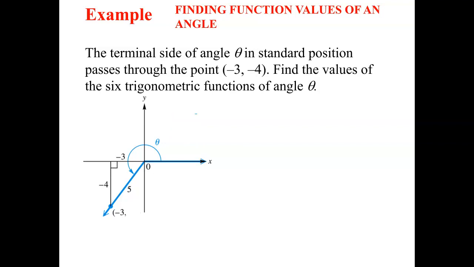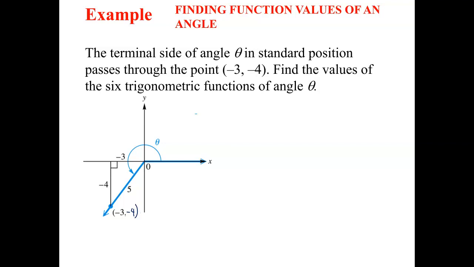All right. So I've got a new angle. The terminal side of angle theta in standard position passes through the point (-3, -4). Find the values of the 6 trigonometric functions. It's the same thing, but now we've got a little bit more rotation. So we have our terminal side extending in quadrant 3. We've got our ordered pair, x value -3, y value -4. We use our Pythagorean theorem. That's how we get our radius.